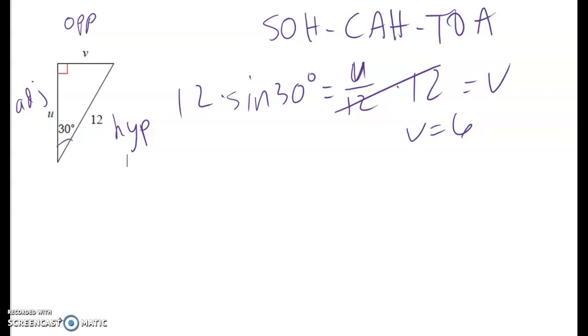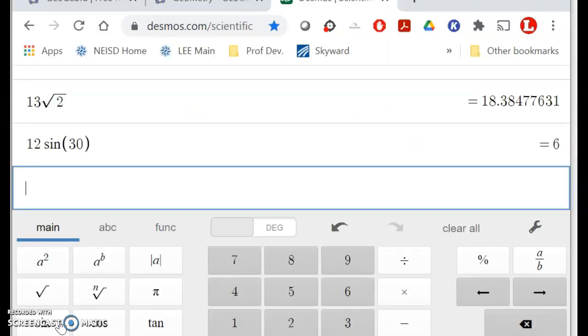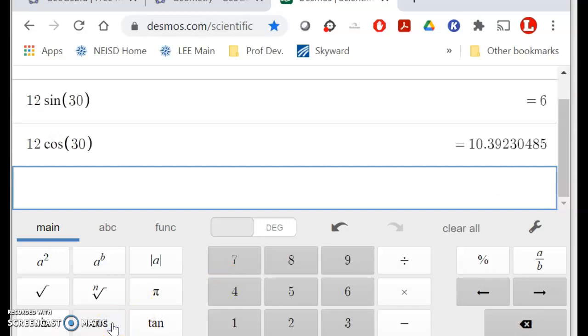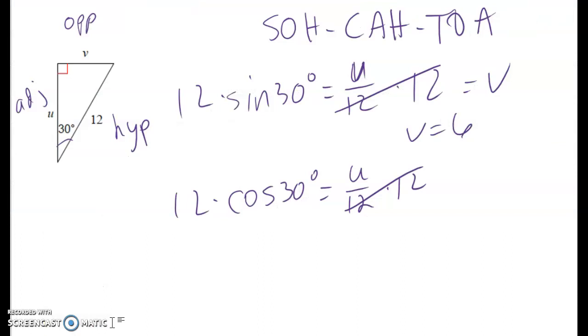Now if I want to do the other one to find u, that would be cosine. So cosine of 30 equals u divided by 12. Multiply both sides by 12, and I end up with u is equal to 12 times cosine 30. Okay? So 12 cosine 30 is 10.4. So we got 6 and 10.4.